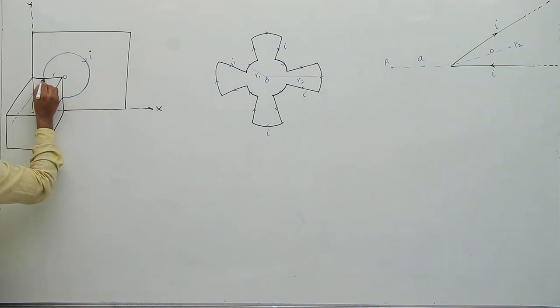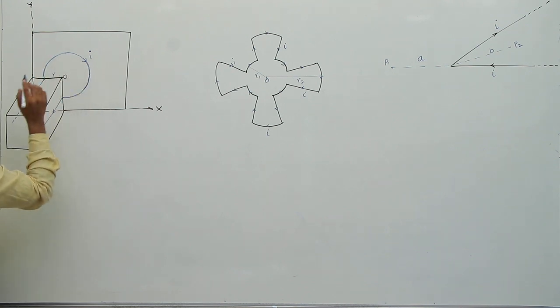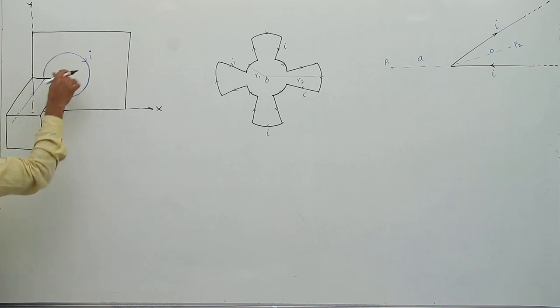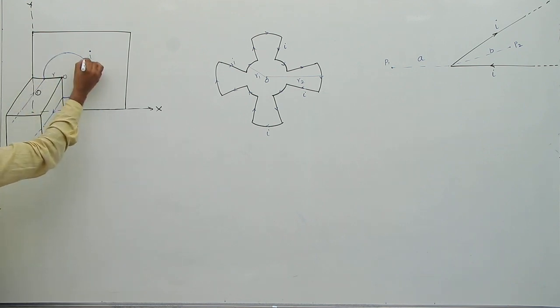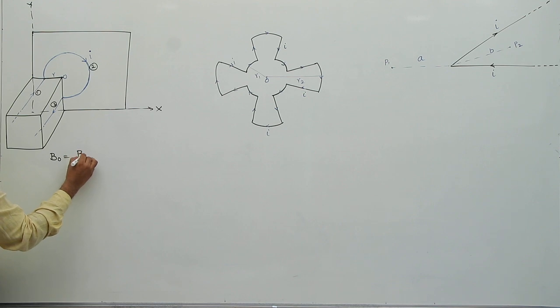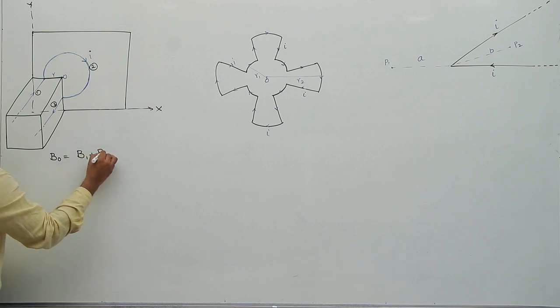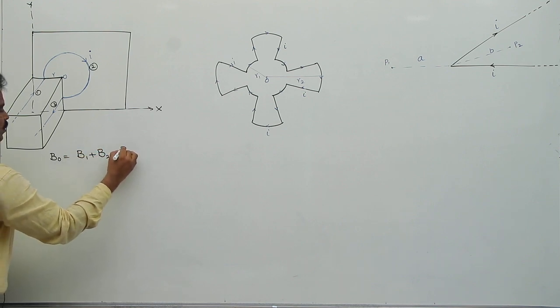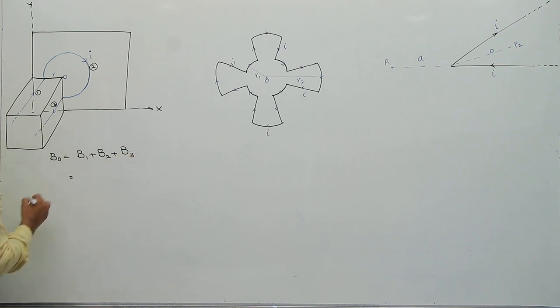Now, here the length of this one from this to this point is R. So radius of this one is also R. So what is the magnetic field here at point O due to this arrangement? So this is the first portion, second portion, third portion. So magnetic field at O is given by magnetic field due to first one, magnetic field due to second one, magnetic field due to third portion.